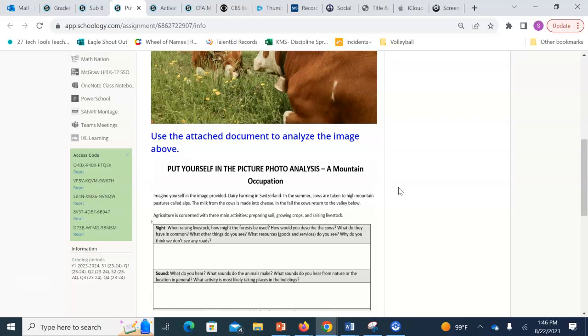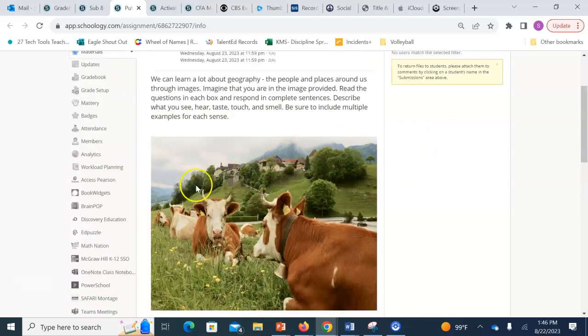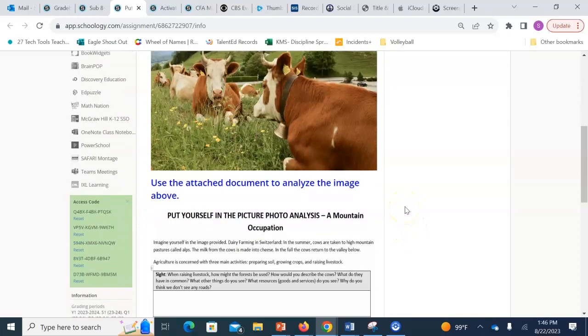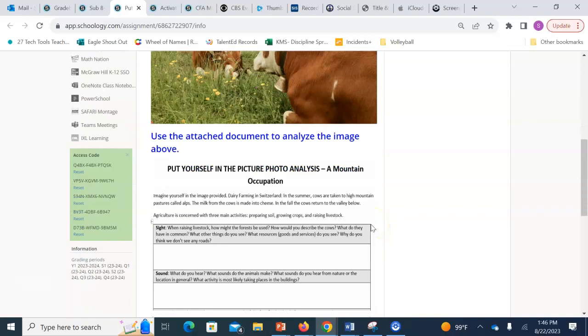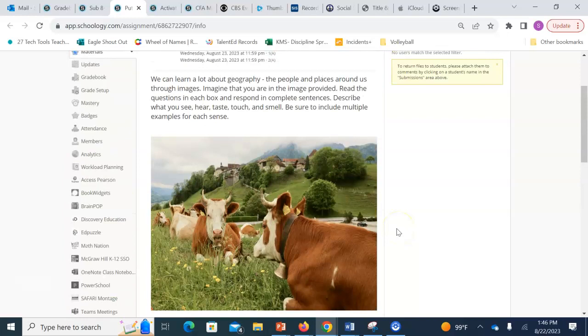When raising livestock, how might the forest be used? You can see forest around, you see the trees, the forest in the background. How might they use these forests that are found near them? Complete sentence. Next, how would you describe the cows? When you look at them, what do you see? They are brown cows with white spots. Keep going. What do you notice about the cows? Do they seem content? And then what do all these cows have in common? What are things that you notice about the cows that are the same?